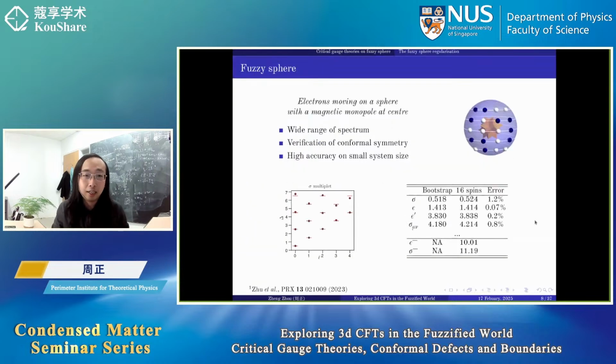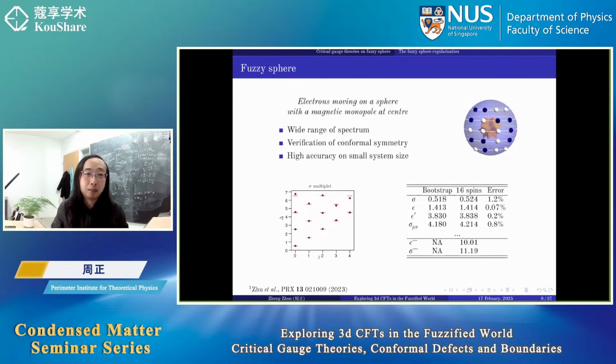The fuzzy sphere studies electrons moving on a sphere with a magnetic monopole at its center. It was first applied to the 3D Ising CFT and has proven to be very powerful. Using the fuzzy sphere, a very wide range of the spectrum can be obtained at very high accuracy, even at very small system size. For example, at the size of 16 spins, the error compared with the bootstrap is already within 1%. Moreover, it's the first numerical verification of the conformal symmetry in the 3D Ising transition.